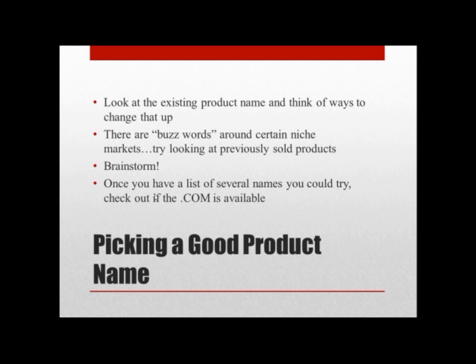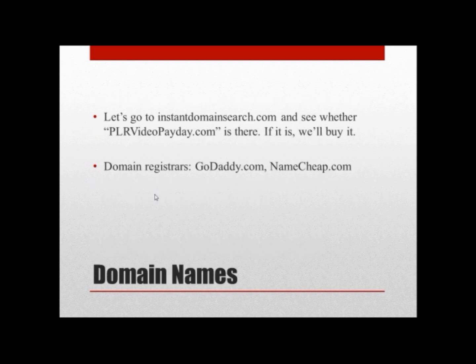Another thing that you can do is brainstorm. Take a look around, see other products that are similar to yours, and go from there. Once you have a list of several names that you can try, check if the .com is available. So what we're going to do right now is go to Instant Domain Search, which is one of my favorite sites, and see if PLR Video Payday is there. If it is, we're going to snatch it up. Some of the domain registrars that I like to use to purchase are GoDaddy.com and Namecheap.com.